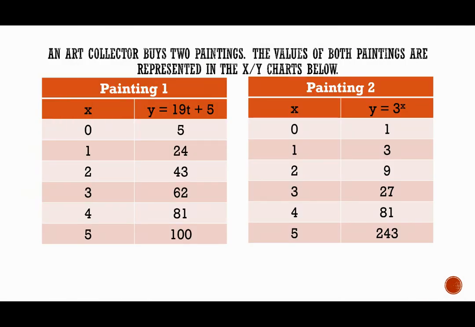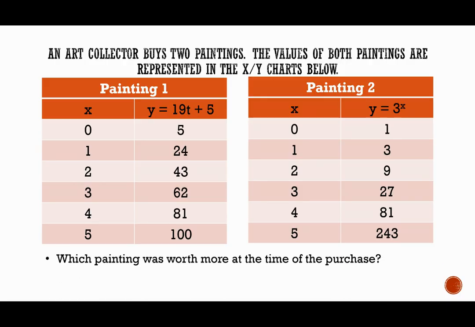All right, so here's my two paintings and their formulas, their values over time. We can answer a few questions by comparing these values. Which painting was worth more at the time of purchase? Well, the time of purchase is x equals 0. So we're looking at these values here. Painting 1 cost more money up front. It was more for the art collector to purchase that particular painting than it was painting 2.